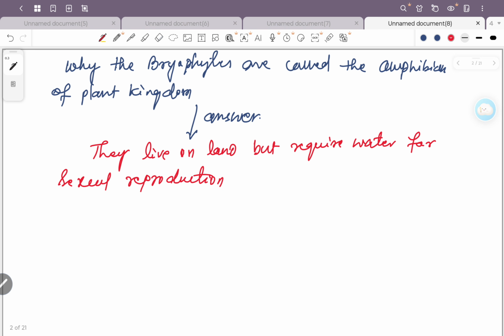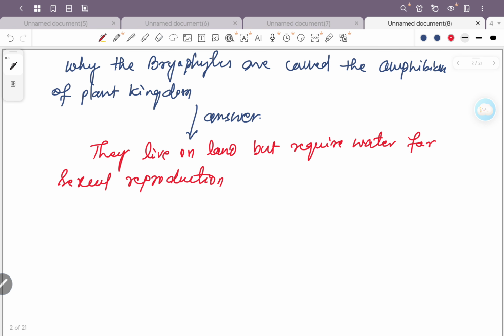Okay, so see, as in case of amphibians, most of the time they remain on the land, but for sexual reproduction they have to move to the water, so that's why they are known as amphibians. Similarly, these plants, the bryophytes, are basically land plants, but for sexual reproduction, what do you think? Does the plant move into the water like the amphibian animals? No. So here they require water for sexual reproduction.